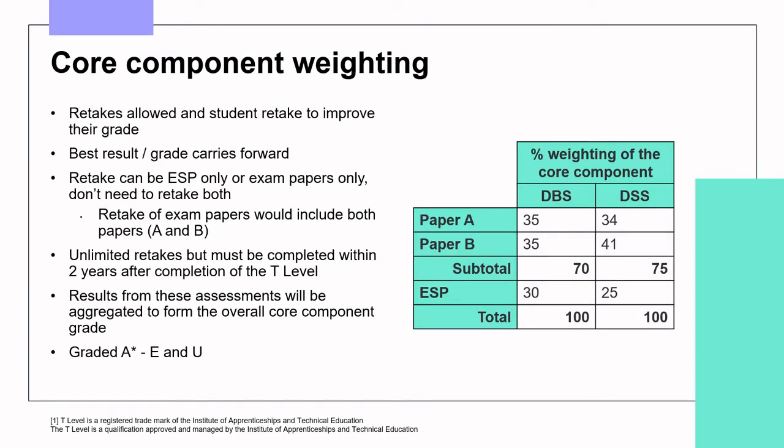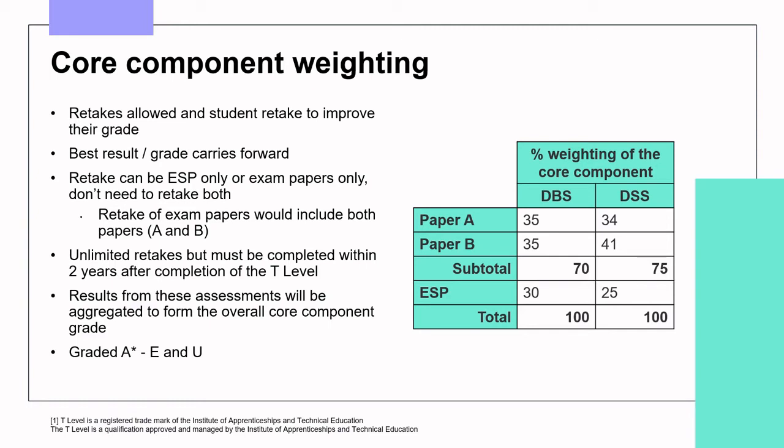Now, shown on screen right now is the weighting breakdown of the two core assessment subcomponents. Students are allowed to resit, and it will be their best grade that carries forward. With retakes, students can either sit the employer set project only, the exam papers only, or resit both. If they do need to resit the exam papers though, then it would include both exam papers. So it's not possible just to resit one paper, such as paper A only, for example. It must be both papers.